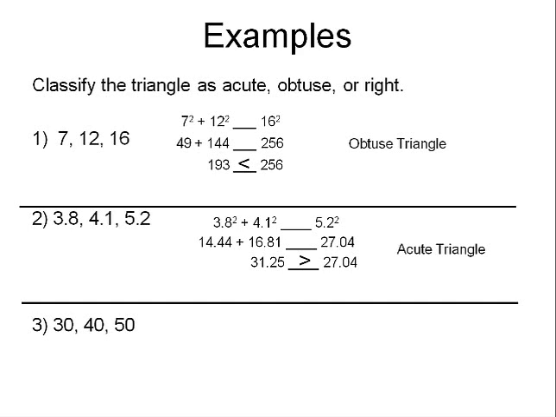Okay, so you have to remember which side has to be greater. If c squared is greater, then that means it's an obtuse triangle. If a squared and b squared is greater, then you have an acute triangle.